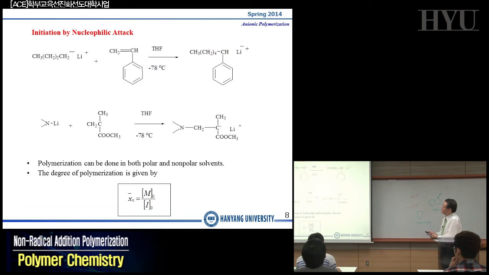So by nucleophilic attack, K is equal to 1, so you know exactly what the degree of polymerization is by knowing the initial concentration of your monomer and the initial concentration of initiator. Right? So the degree of polymerization will depend upon M0 and I0, in the case where you do not have any terminating agent, just like water.